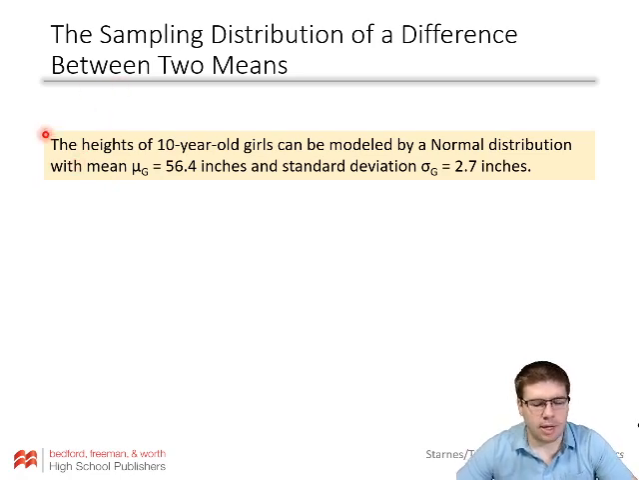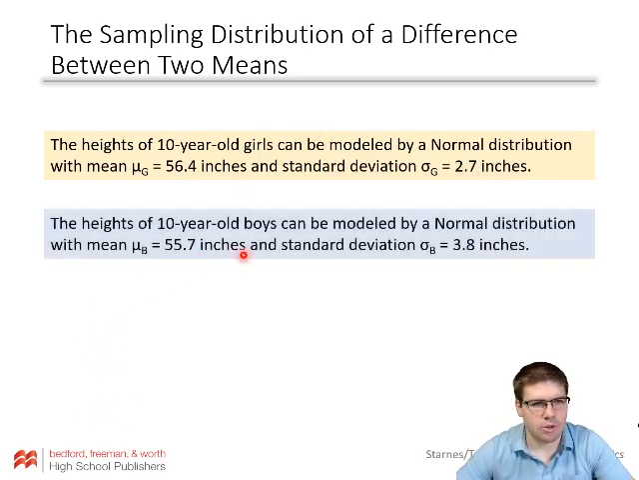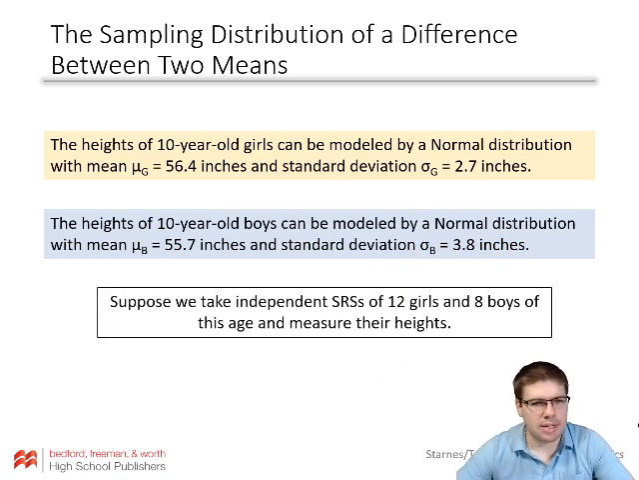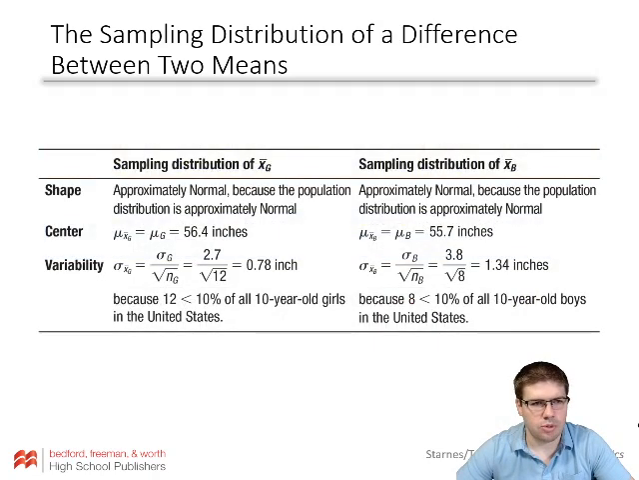So for example, we're going to start with the sampling distribution. The heights of 10-year-old girls can be modeled by a normal distribution with a mean of 56.4 inches and a standard deviation of 2.7 inches. So we've got that normal distribution. Then the heights of 10-year-old boys can be modeled with a normal distribution with a mean a little bit lower. Boys are a little bit shorter there, but more variability, bigger standard deviation, still normal shape. So suppose we take independent simple random samples of 12 girls and 8 boys of this age and measure their heights. So what would these sampling distributions be?